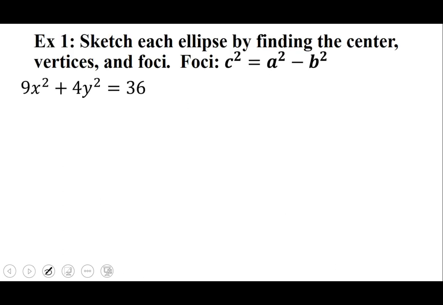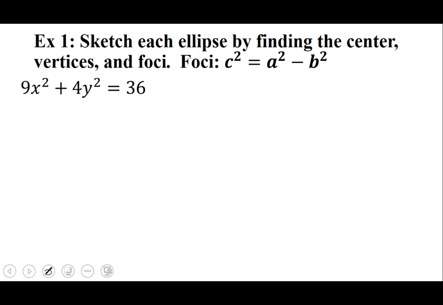So here are the types of problems that I'm going to ask you. Sketch the ellipse by finding the center, the vertices, and the foci. There's a reminder for you of the foci equation. Take a note here: 9x squared plus 4y squared equals 36. We know this is an ellipse because we have two square terms and different numbers in front of them.